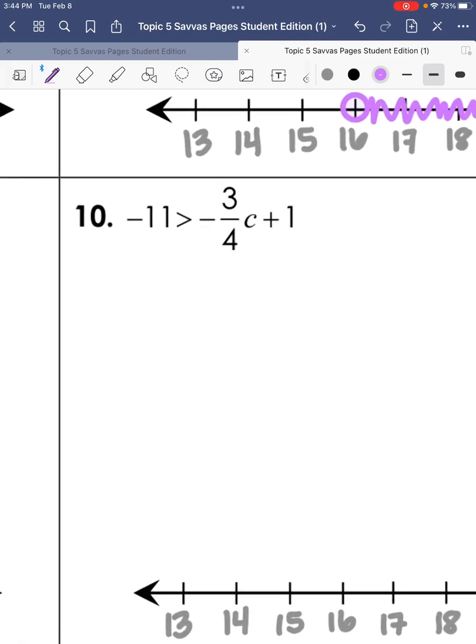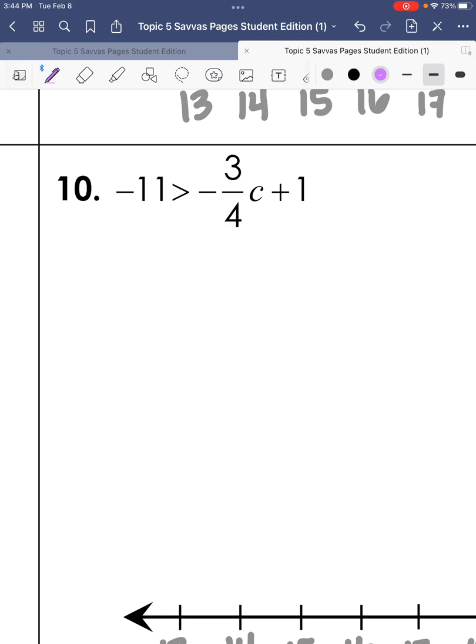Okay, moving on to number 10. So the first thing I'm going to do is draw my line through my inequality symbol. And my goal, remember, is to get this c right here by itself.